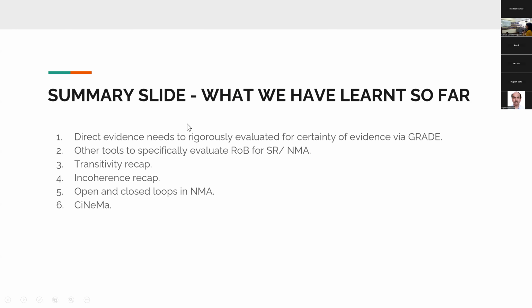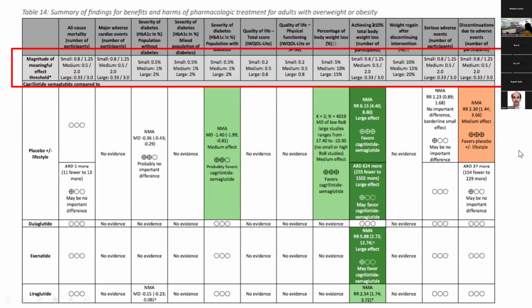And there are other tools also that help to evaluate risk of bias alone. We saw the ROBIS and the ROB-NMA. That is only for risk of bias at the systematic review and network meta-analysis level. We looked again at transitivity and incoherence and open and closed loops and CINeMA. So we are now coming to the results of the study.